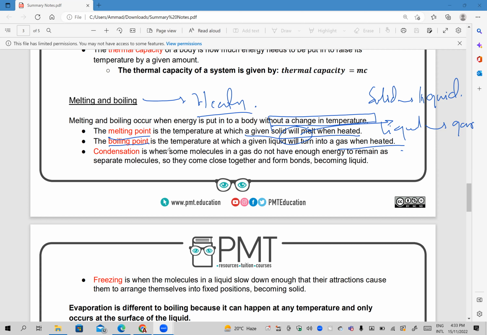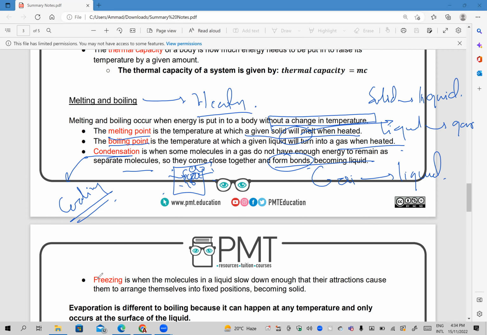Okay. Condensation. Condensation is basically a result of cooling. Melting or boiling is the result of heating. This is a result of cooling. When some molecules in a gas do not have enough energy to remain as separate molecules, they come close together and form bonds, becoming liquid. So condensation is when a gas turns into a liquid, right? The bonds join again. The gas molecules come close together, the bonds join and they become a liquid. So this is what condensation is.